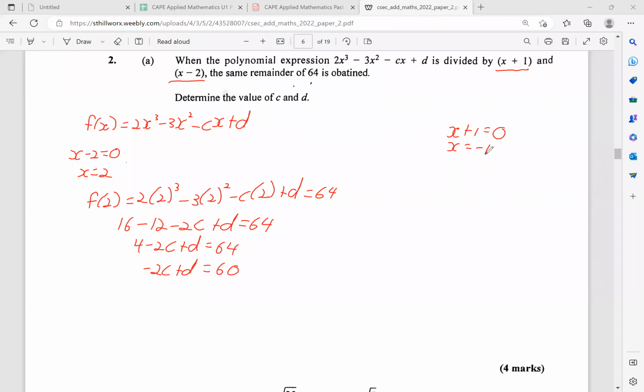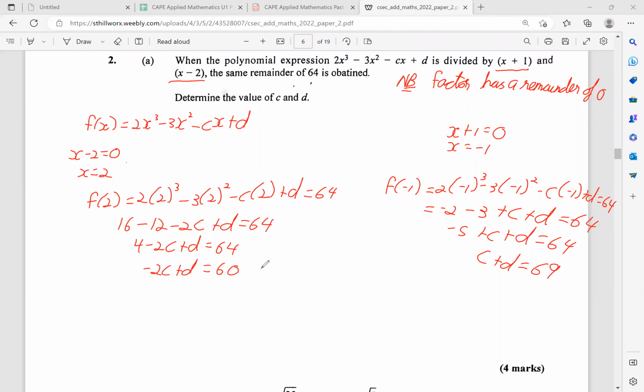Right? So I now have two equations with two variables. You should remember this from math. If I have two equations with two variables, you automatically start to think simultaneous equations. So I'll line them up. Minus 2c plus d is 60, c plus d is 69. Now, in this case here, my two variables d have the same coefficient, so I could now just use the elimination technique.